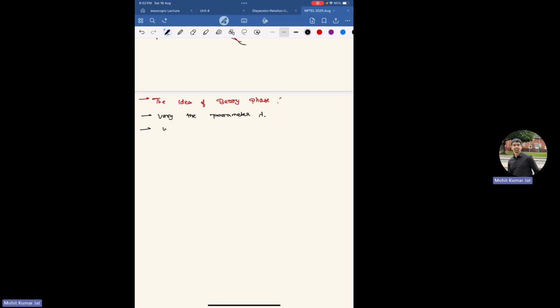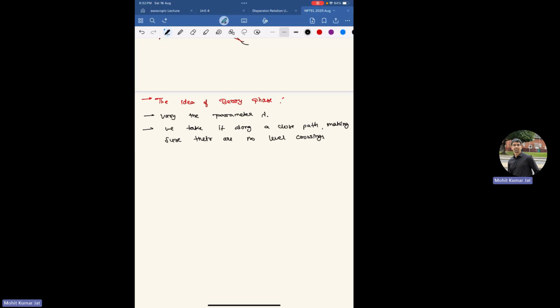We take it along a closed path, making sure there is no level crossing. There are no level crossings, right?